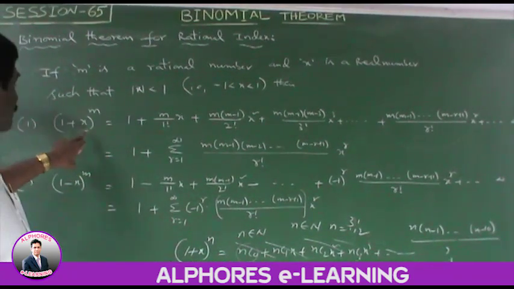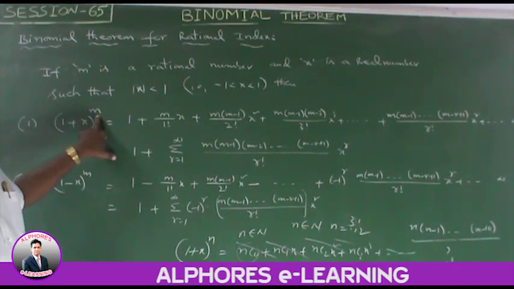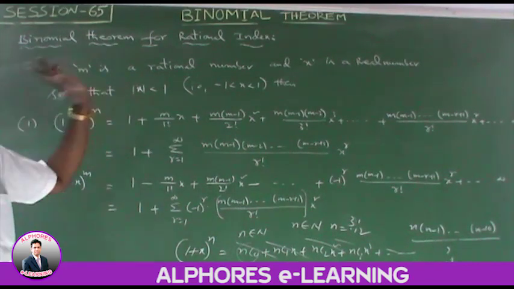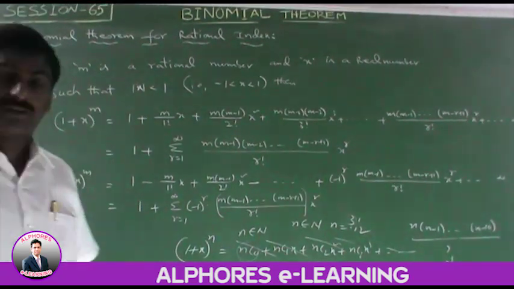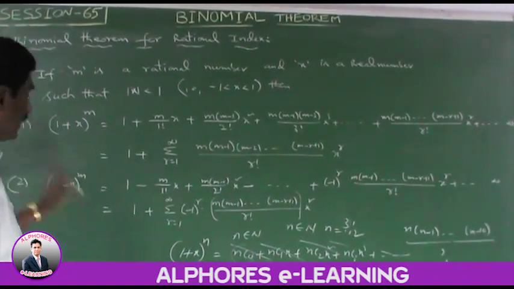The number of terms in this binomial expansion where m is a rational number, not a positive integer, similarly, m is a negative integer also, the number of terms in this expansion goes to infinite. Very, very, very important. Please note these two values.